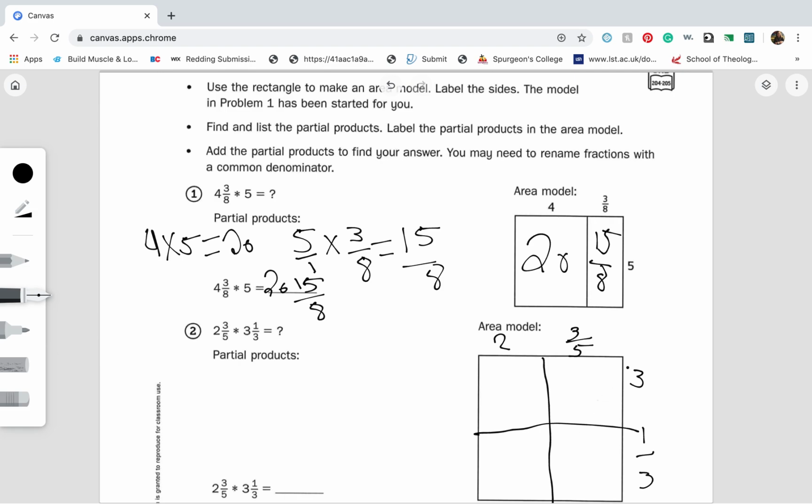First we have 3 times 2. That equals 6. So I'm just going to help myself keep track. I have 3 times 2. That's equal to 6. And then 3 times 3/5. That's going to be equal to 3 times 3 is 9. And remember, we leave the denominator alone. So that's 9/5. And then we have, let me put my partial product here. And then we have 1/3 times 2. That's 2/3.